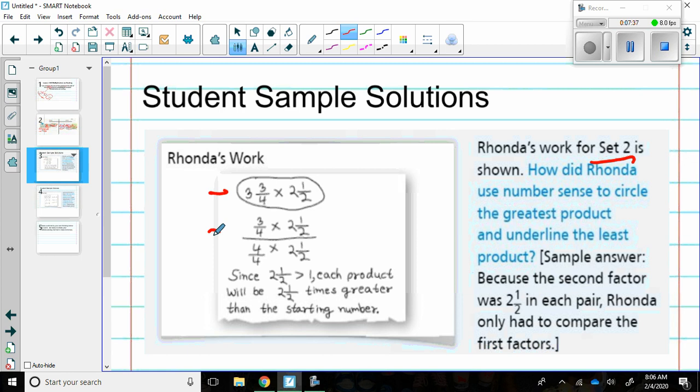Because the second factor was 2.5 in each pair, Rhonda only had to compare the first factors. So she knew that this would be the greatest because 3 3/4 was the largest fraction. And she knew this would be the smallest because 3/4 was smaller than 4/4, which is exactly what we did, guys. You have to understand that 4/4 is 1 whole, but 3/4 is smaller than that.